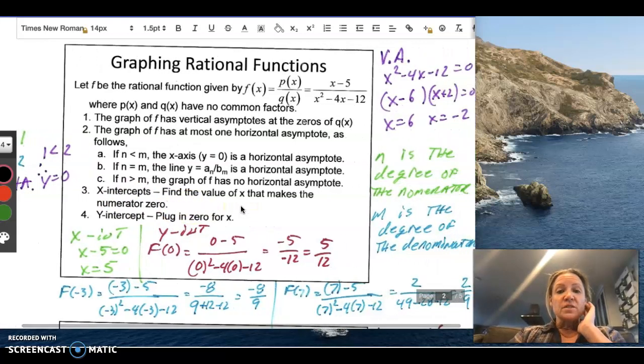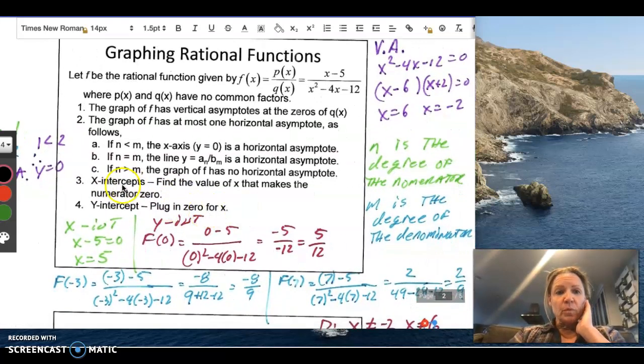Okay, we're also going to have x-intercepts. We're going to find the value that makes the numerator 0. So the numerator, in this case, is x minus 5. So to find the x-intercept, we set x minus 5 equal to 0, add 5 to both sides, and we get x equals 5. All right, and then the y-intercept, we're going to plug in 0 for x.